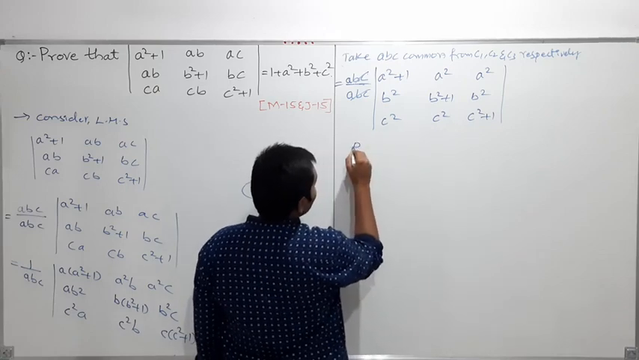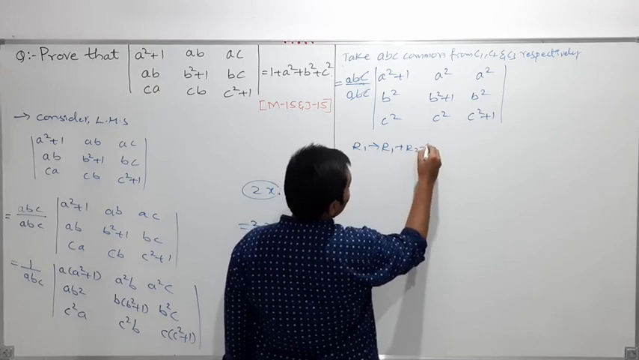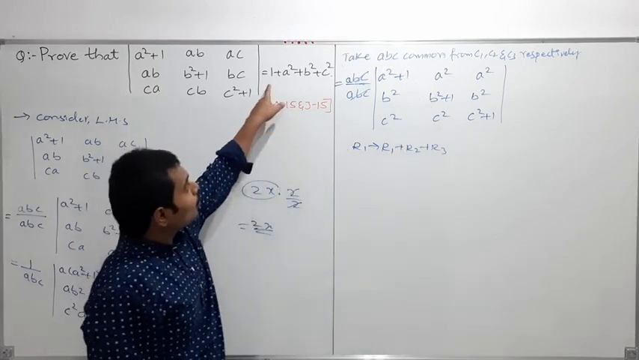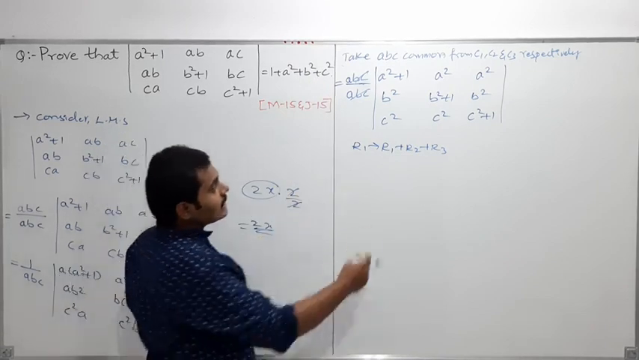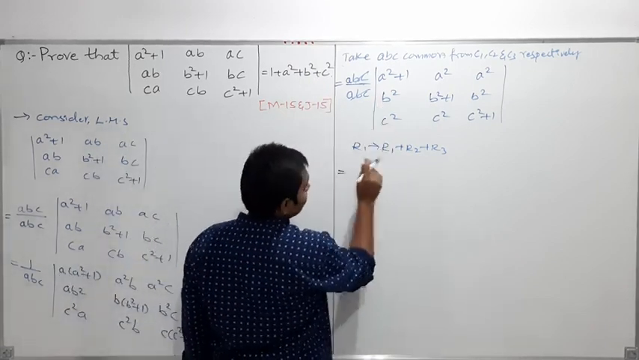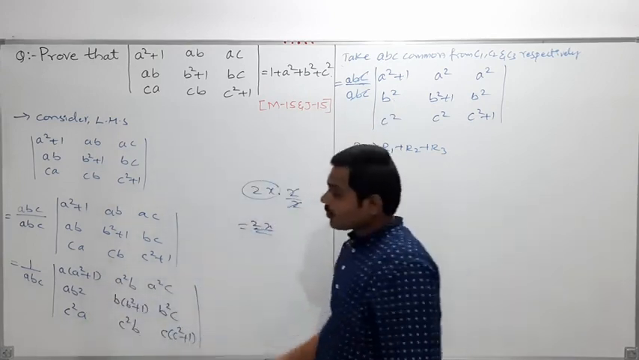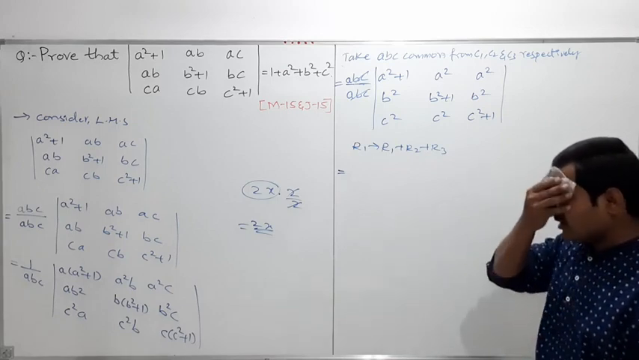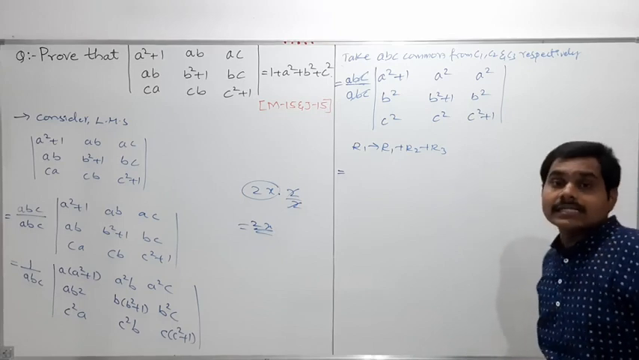Now what I do is, to row 1 I add row 1 plus row 2 plus row 3. If you add all these terms, you will get 1 plus a square plus b square plus c square. So therefore easily you can take the common. I applied the operations like this because I wanted to get 1 plus a square plus b square plus c square.